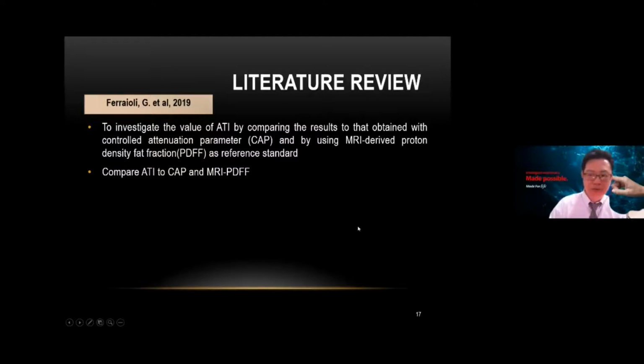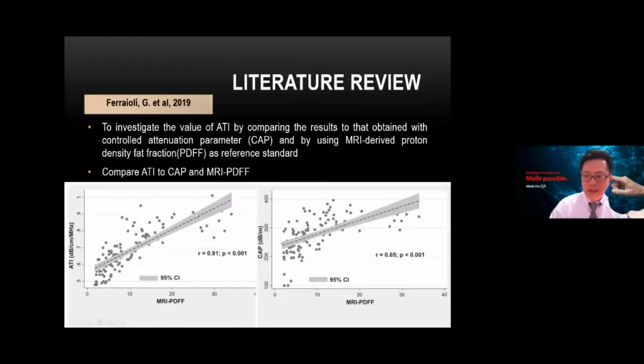So how is the performance of the ATI? There's a paper published by Ferraioli, an expert from the Italian group. They compared the ATI and the CAP. CAP is the controlled attenuation parameter. It is a mode in the FibroScan machine as well, with the same principle of ultrasound attenuation.